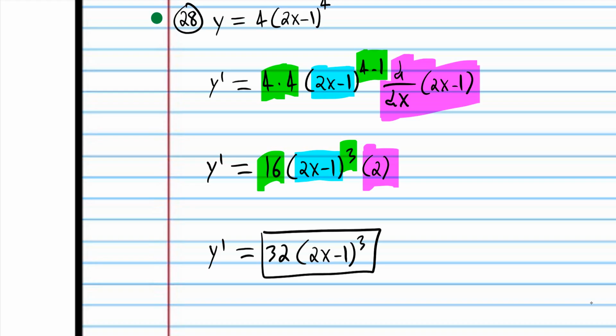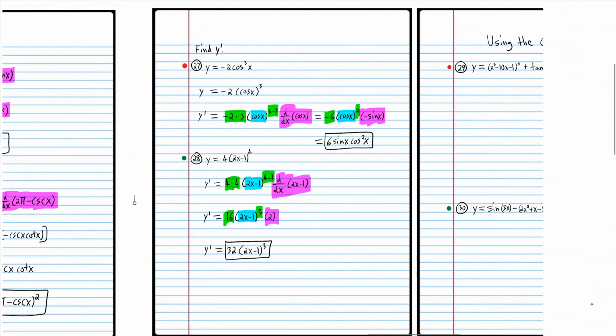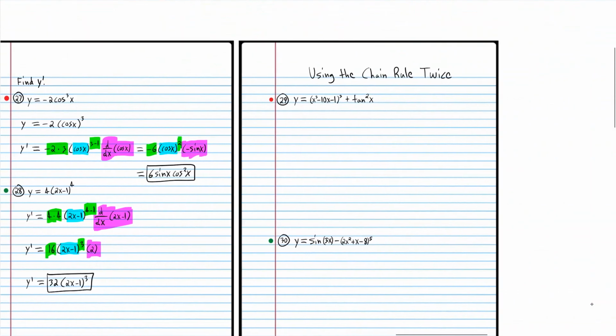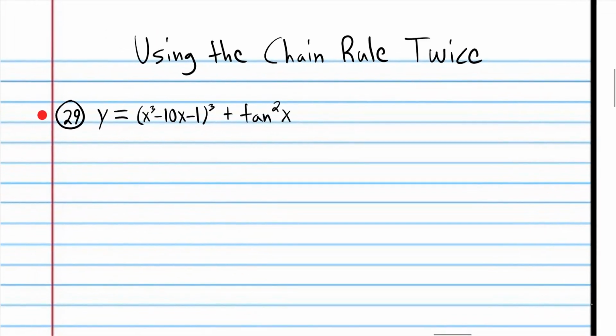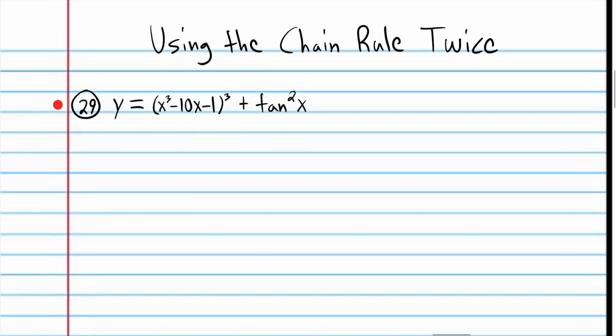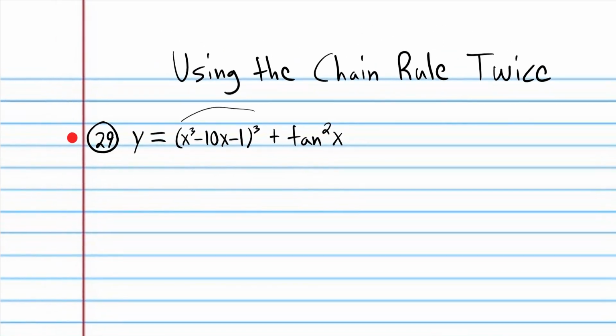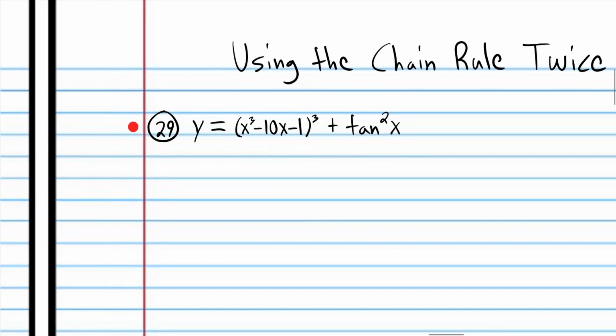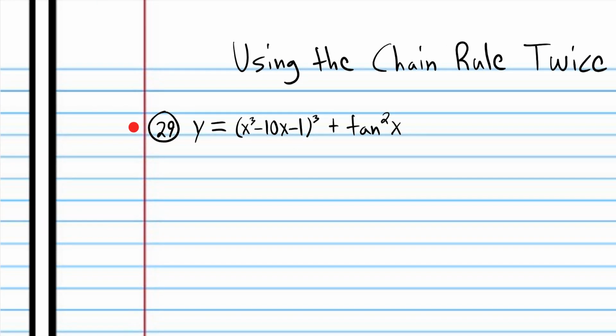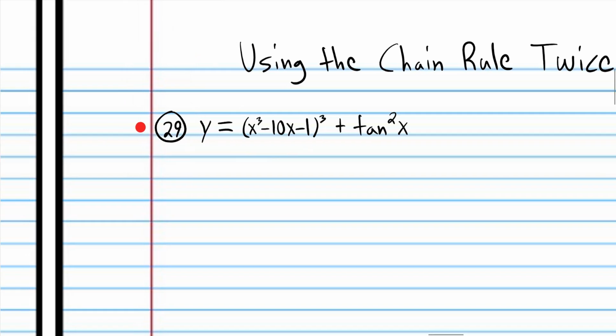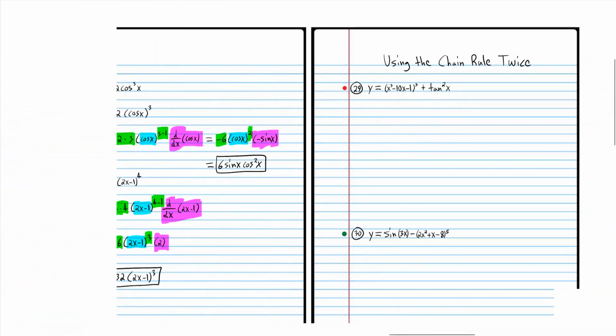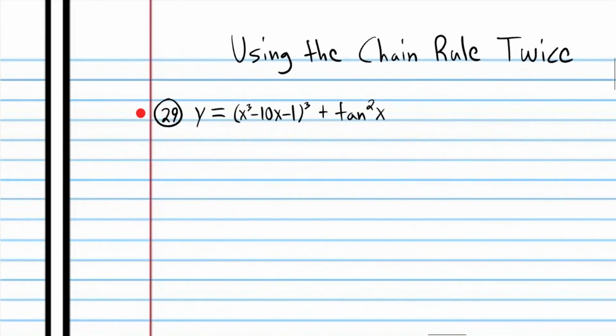Alright, we're back. Okay, so now we're going to do problems where we have to use the chain rule more than once. And here's an example. We have a function within a function here and a function within a function here. So we're going to use the sum rule, which tells us to take the derivative of these two expressions and add them together. But as we use the sum rule, we're going to have to use the chain rule also.